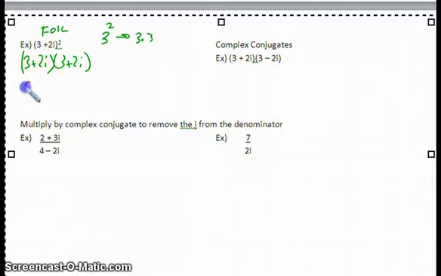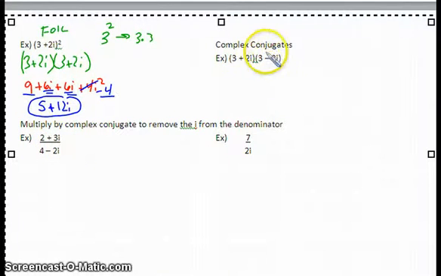Don't make the mistake of just trying to square each of the terms. So when I FOIL, I'm going to get 9 plus 6i plus 6i plus 4i squared. And remember, we said that i squared is negative 1, so this would really become negative 4. Combining like terms, that would make 5, and combining like terms in the middle, that would make 12i. That's in standard form, so that would be my final answer.